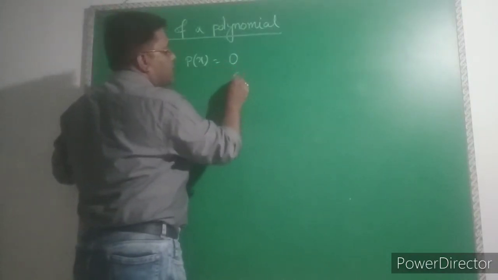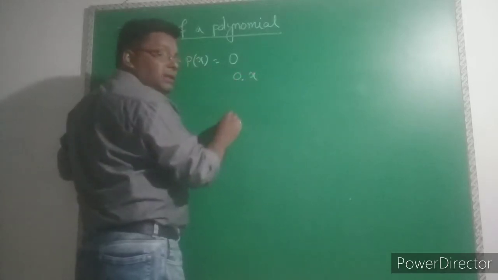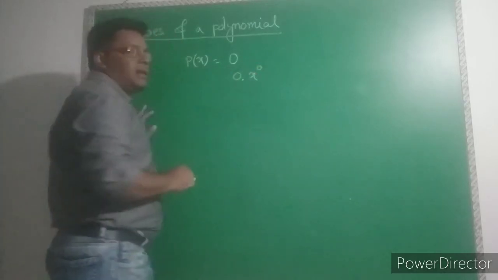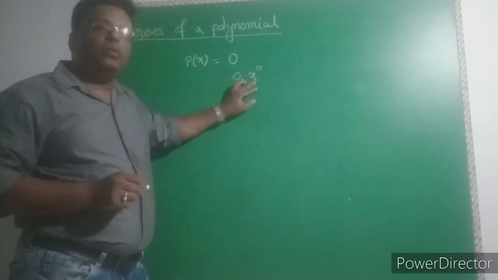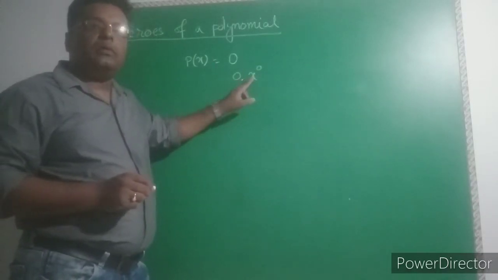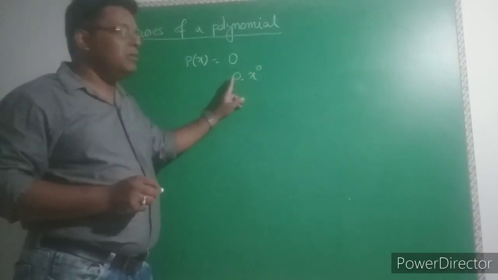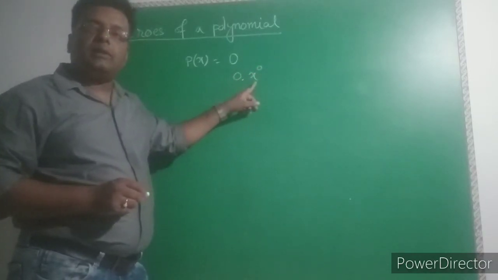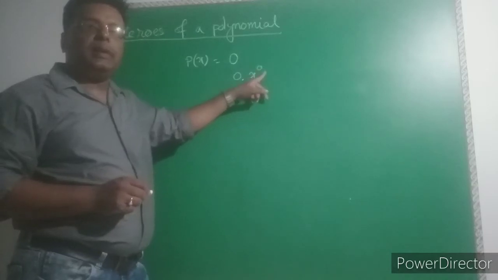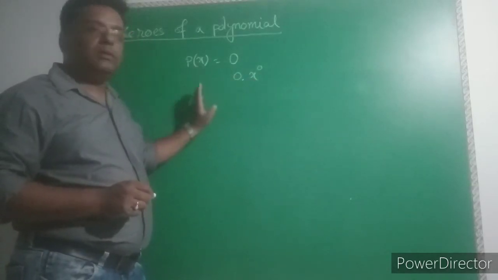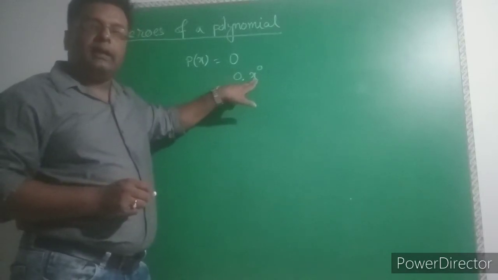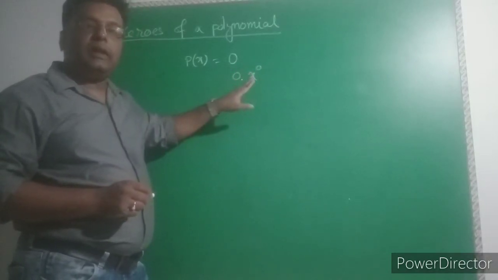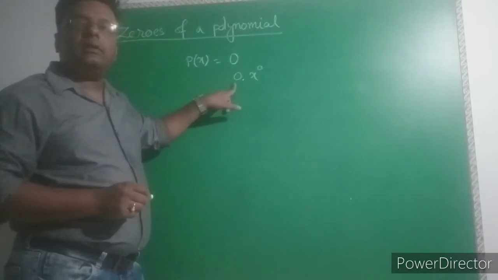0 can be written as 0 into 1, that is, 0 times x to the power 0, the variable. So, if we put x equal to 1, 1 to the power 0 is 1, into 0 is 0. If we put x equal to 2, 2 to the power 0 is 1, into 0 is 0. If we put x equal to 100, 100 to the power 0 is 1, into 0 is 0.